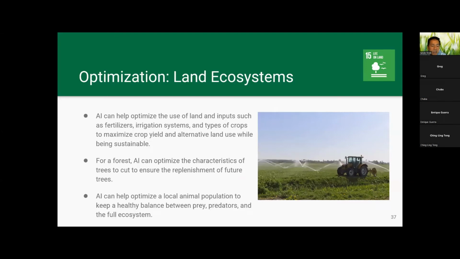Optimization: AI can help optimize the use of land inputs such as fertilizers, irrigation systems, and type of crops, to maximize crop yields and alternative land use while being sustainable. For forests, AI can optimize the characteristics of trees to cut and ensure the replenishment of future trees. AI can help optimize local animal populations to keep a healthy balance between prey, predators, and the full ecosystem.